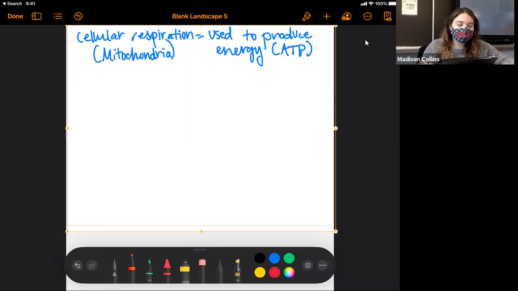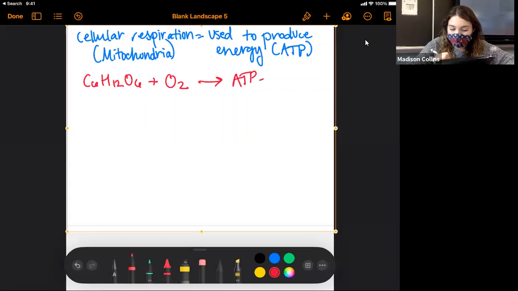Okay, so you need to know the formula for cellular respiration. Two things have to go into the mitochondria in order to produce this energy. And those two things are glucose, C6H12O6, and oxygen, which is O2. Those two things go into the mitochondria, and they're used to produce ATP, but they also produce two waste products that our body has to get rid of. And those two waste products are going to be CO2 and water.